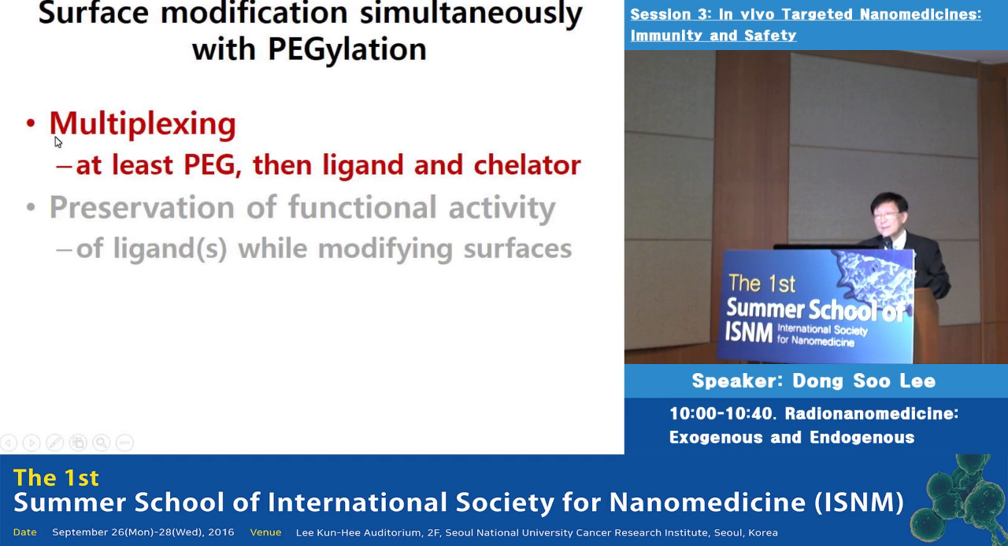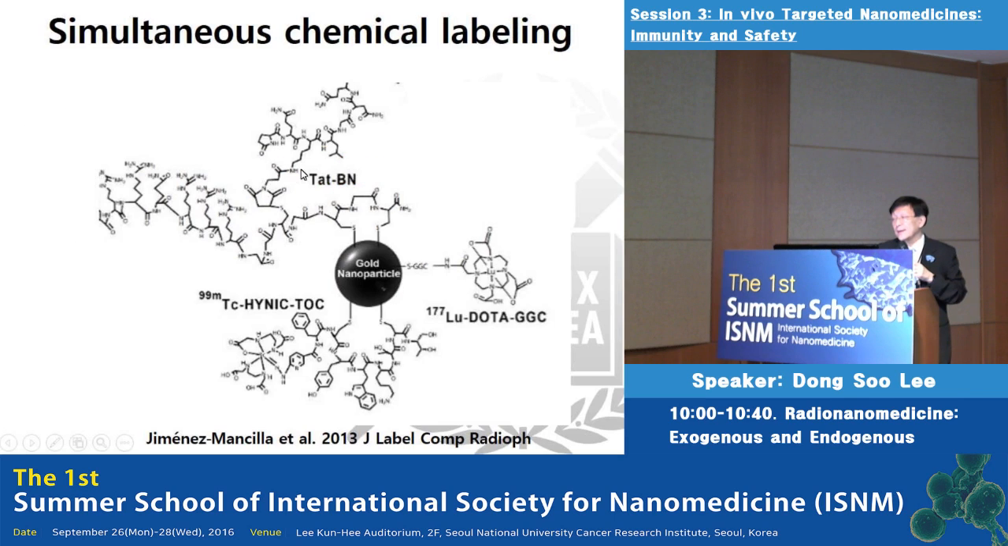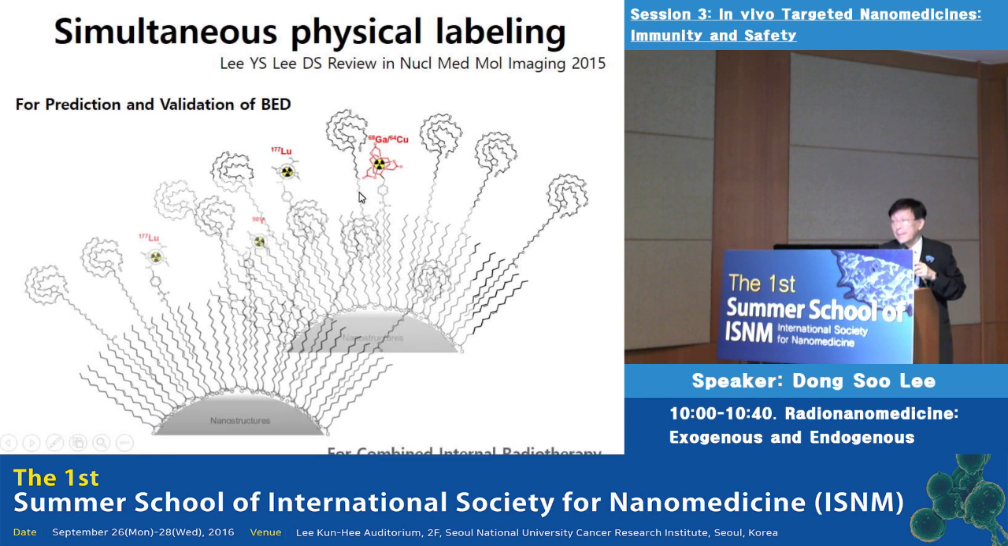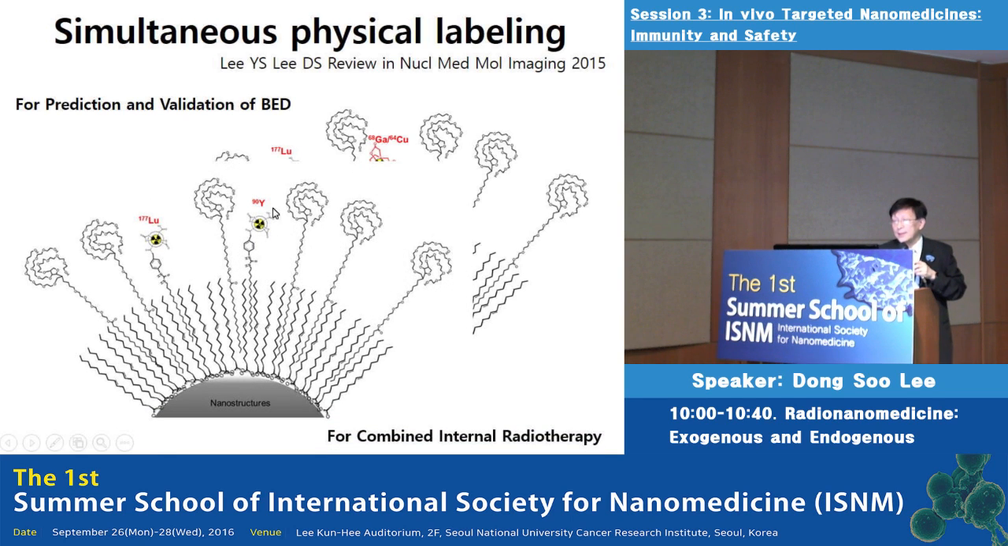So let me talk about the surface modification. The surface modification has two issues. One is the multiplexing: at least PEG and then ligand and chelator. Here they have done simultaneous chemical labeling with this group and this one and this one, and yield has dropped much, but they have succeeded in making this. But my colleague has adapted, as they developed this here, lutetium and gallium at the same time, and this is called physical labeling for this kind of combination, combined internal radiotherapy or prediction.